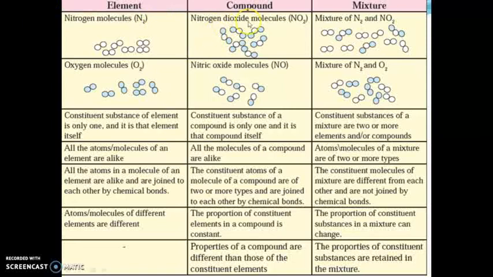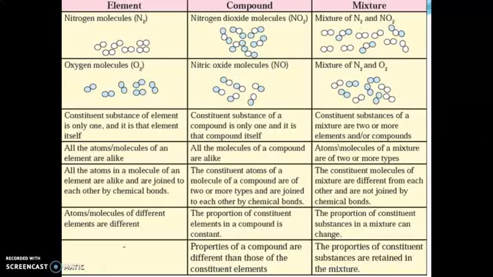Okay, now look here. This is nitrogen dioxide. Which are the two elements present here, children? One is nitrogen, one is oxygen. Nitric oxide. Again here two elements are there. Which are the two elements? Nitrogen and oxygen. And these two are bonded to each other by chemical bonds.